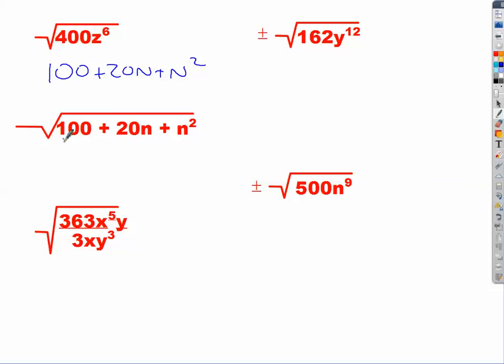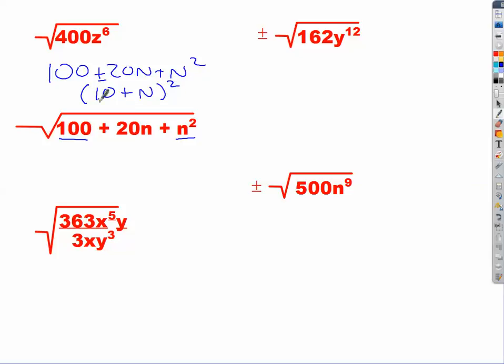A square binomial in expanded form will be a trinomial, where the c value will be a perfect square and the a value will be a perfect square. So are these values perfect squares? Oh yeah, they are. Because the square root of 100 is 10, and the square root of n squared is n. So let's try this. Let's factor this to 10, same sign as the middle term, 10 plus n squared.